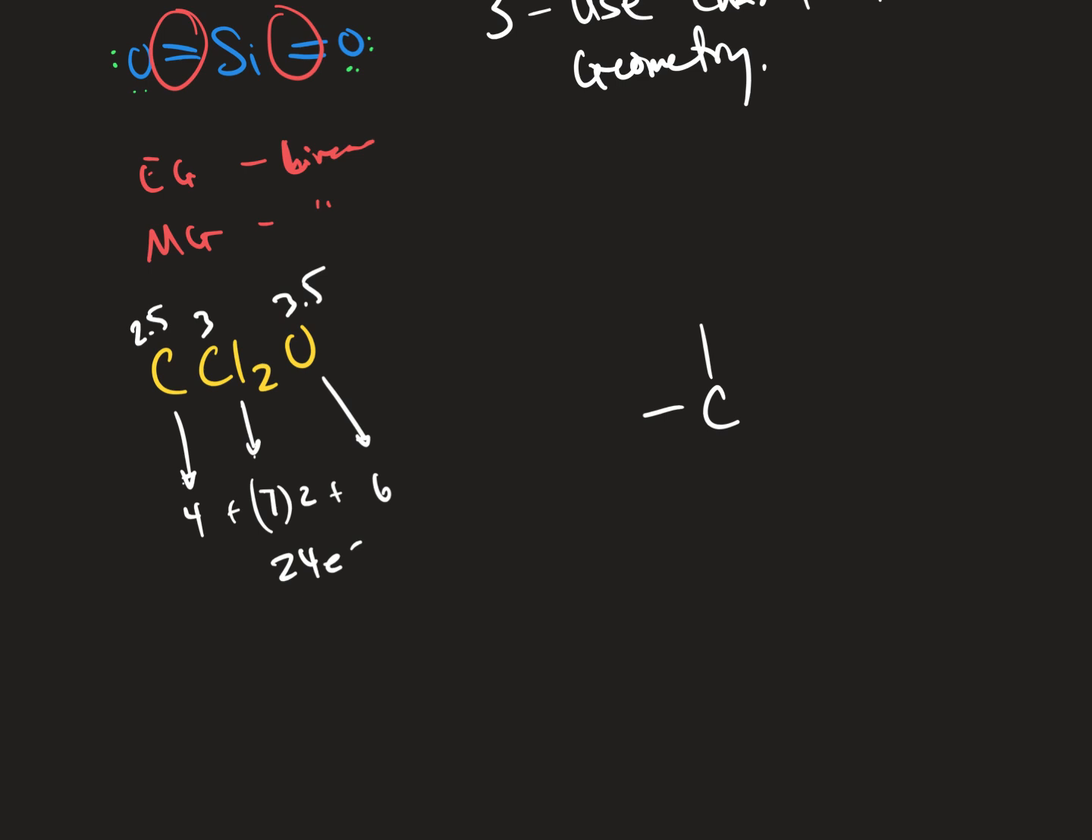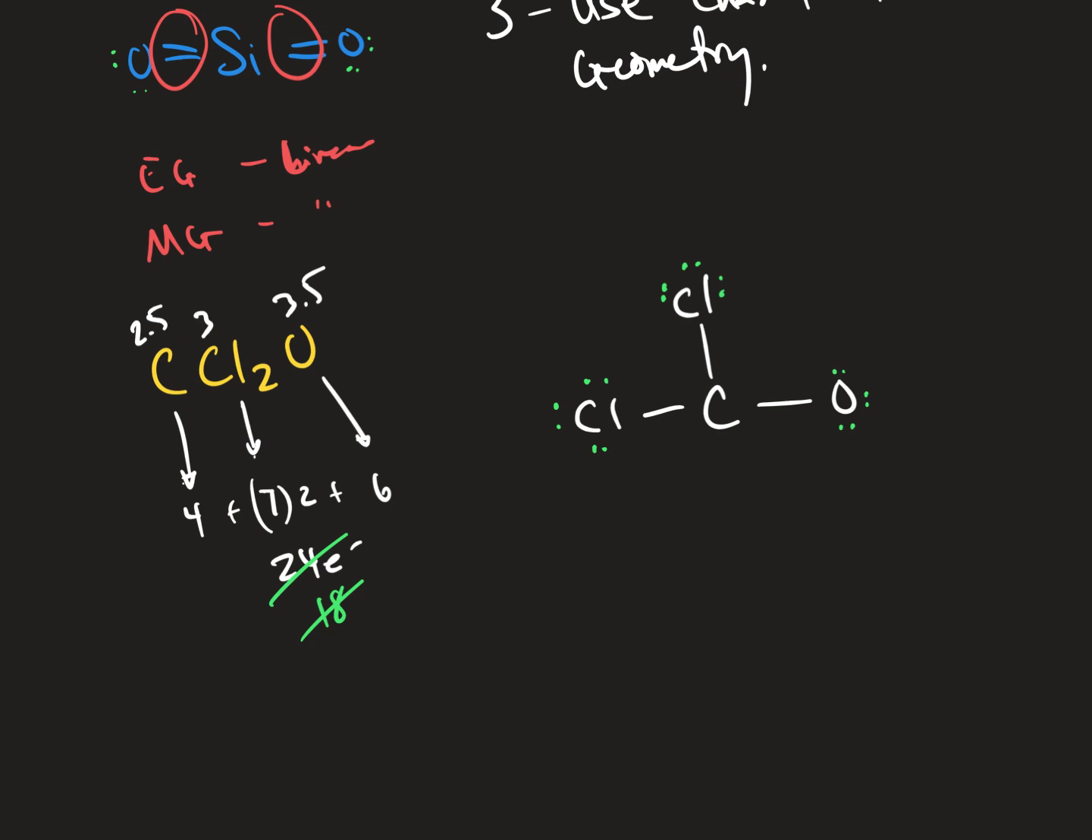We have 2 chlorines, and it doesn't matter exactly where we put these. And there's the oxygen. We used how many so far? 6. That means we have 18 left. Put them around oxygen. That's the most electronegative. 2, 4, 6, 8, 10, 12, 14, 16, 18. Are we good? Are we done?